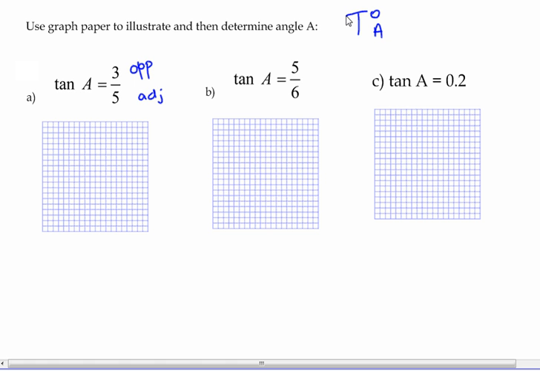It's always easier to start with the adjacent. So we're going to draw this angle A. So what we're going to do is put a little dot for where your angle A vertex is going to be. Okay, so we want to do the adjacent side on the bottom, because adjacent means beside. So 5, we're going to go 5 units to the right. I'm going to use every second space as 1. So 1, 2, 3, 4, 5.